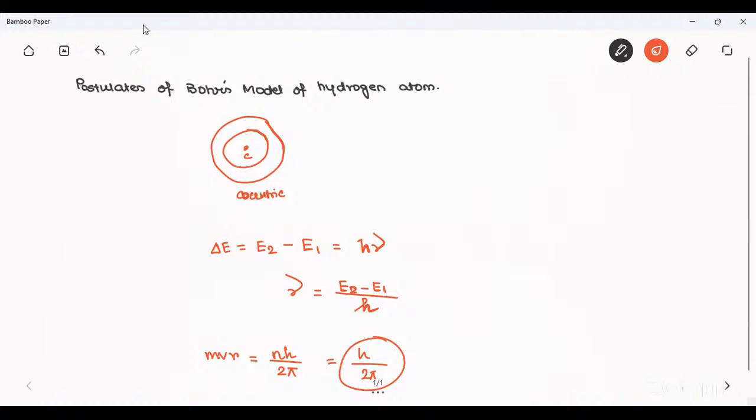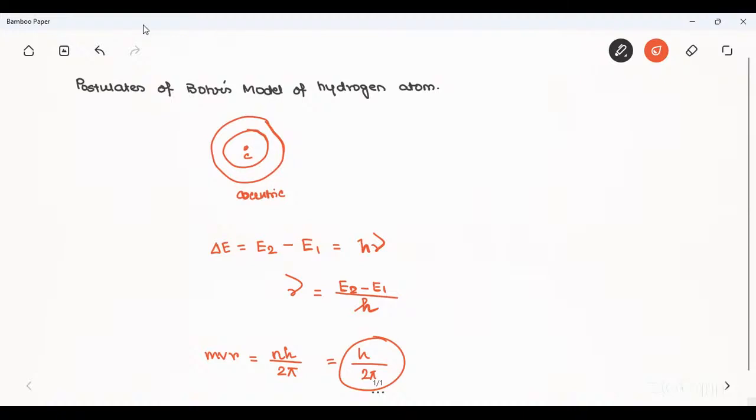Let me see the next question that has come in your exam. Again, the same question has come: what are the postulates of Bohr's model of the hydrogen atom, and discuss the importance of this model to explain the various series of the line spectra in the hydrogen atom. This was something that came in the year 2023. Let's move to the other year's question.